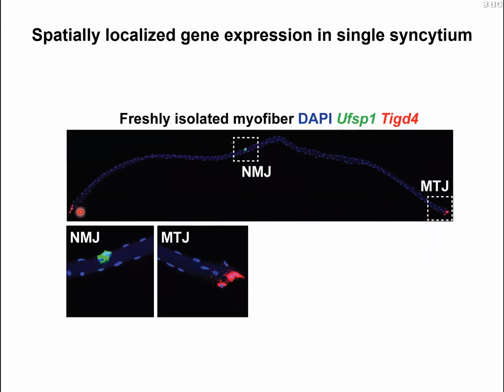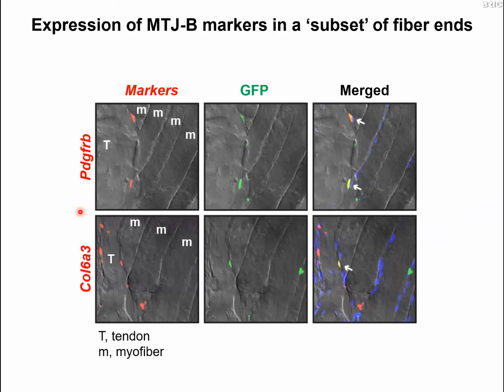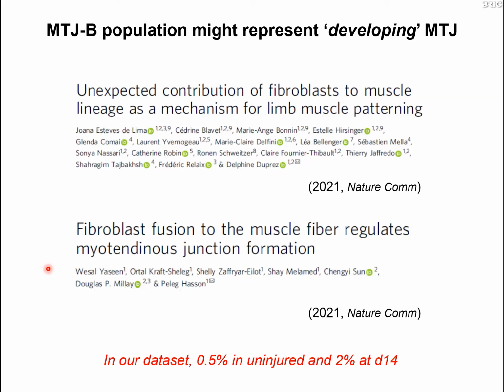So I just want to briefly mention that MTJ-B nuclei were also validated. We could identify GFP positive nuclei around the MTJ, which co-express marker genes such as PDGF receptor beta or collagen 6A3. However, unlike the MTJ-A nuclei, which were present in all myofibers, MTJ-B nuclei were found in only a subset of myofibers. And for that reason, for some time, we were really not sure what this MTJ-B meant from a biological point of view.